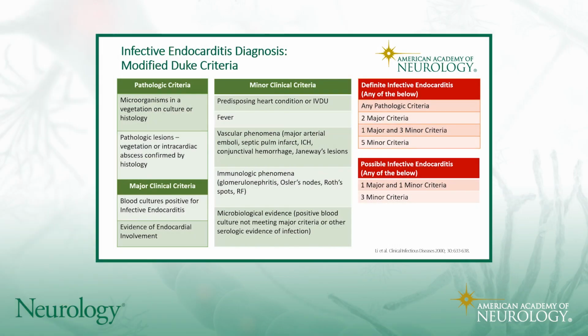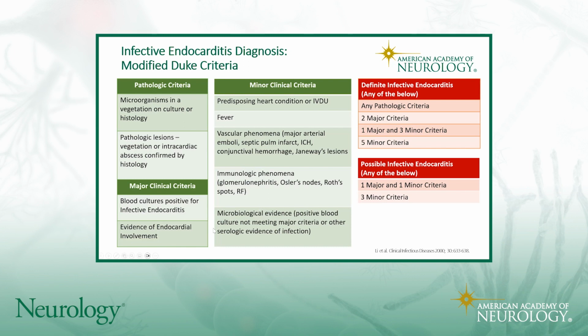And so this is just a reminder of the modified Duke criteria for endocarditis diagnosis. I needed a reminder for myself, and I thought others might appreciate looking at them again. So to make a diagnosis of definite infective endocarditis, you can see any of the 2 pathologic criteria could be met, and that would give you a definite infective endocarditis diagnosis.